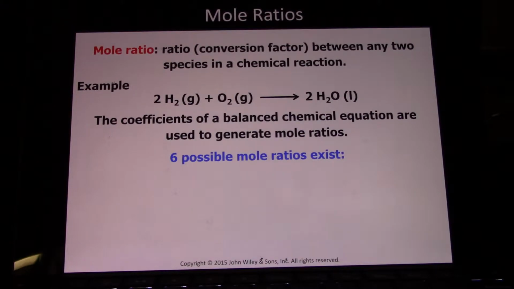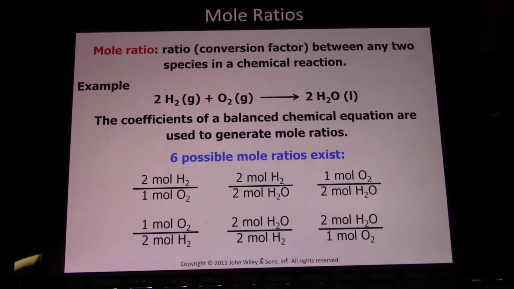Alright, so if we look at our first reaction, hydrogen gas reacts with oxygen to form water. There are 6 possible mole ratios here. We use 2 moles of hydrogen for every 1 mole of oxygen. We use 2 moles of hydrogen for every 2 moles of water we produce. We use 1 mole of oxygen for every 2 moles of water produced. We use 1 mole of oxygen for every 2 moles of hydrogen used. We produce 2 moles of water for every 2 moles of hydrogen that we use, or 2 moles of water for every 1 mole of oxygen used.